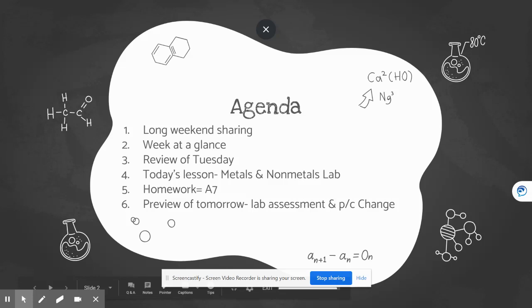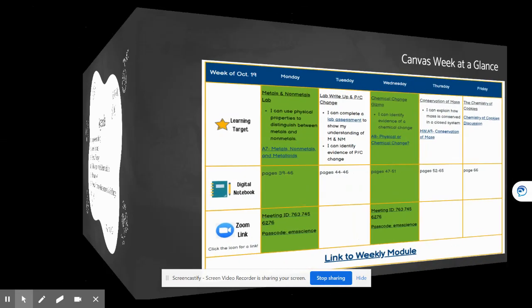In science today, this is our agenda. This will be for Monday: sharing of the long weekend, look at the week at a glance, review Tuesday of last week. Today we'll look at metals and nonmetals. Your homework and practice is assignment 7, and then we'll preview Tuesday's work.